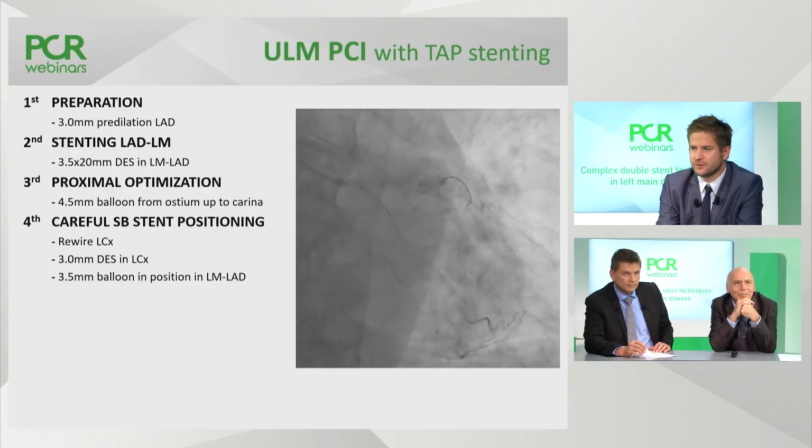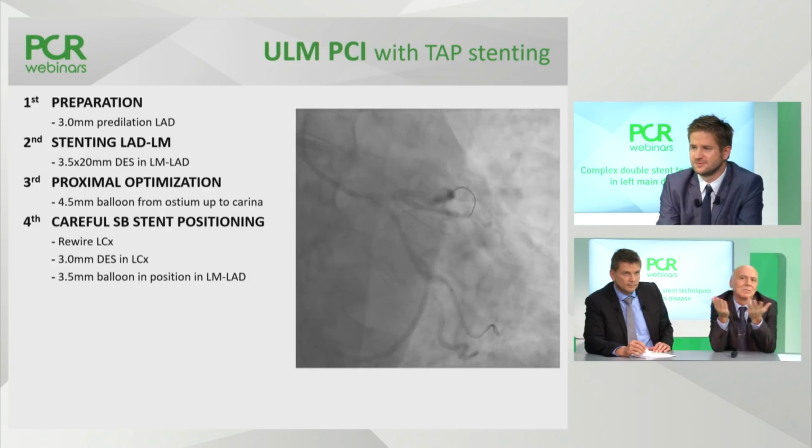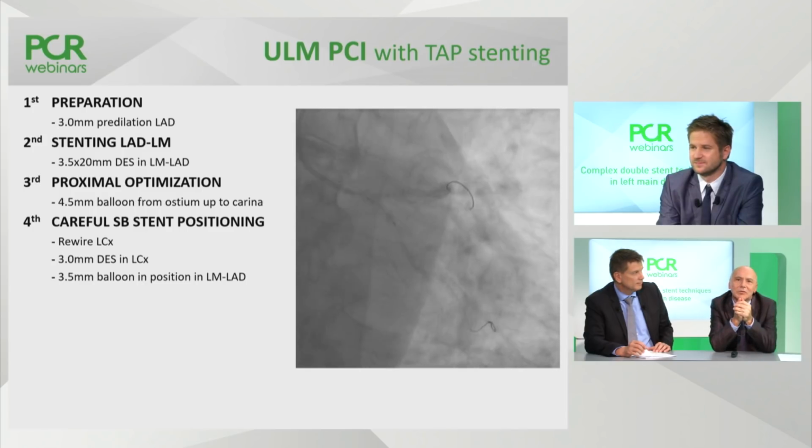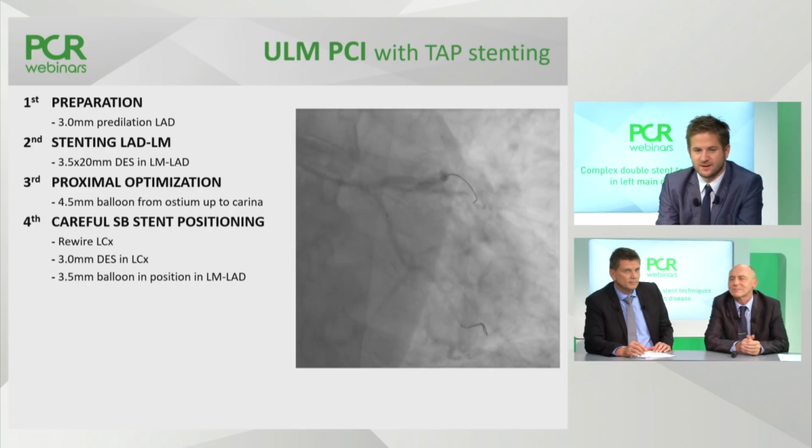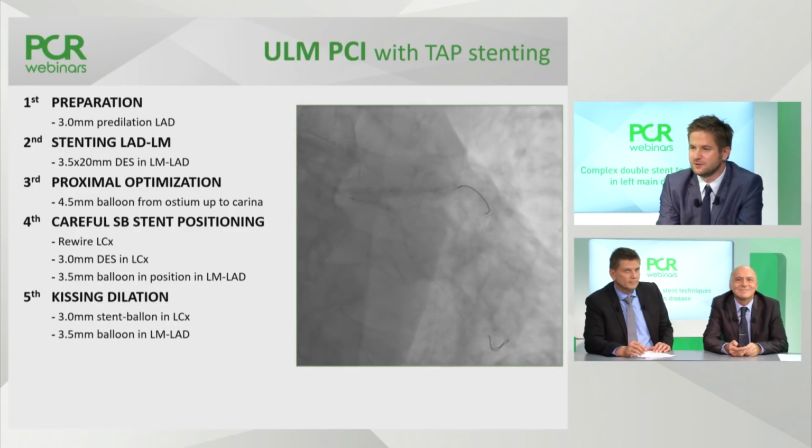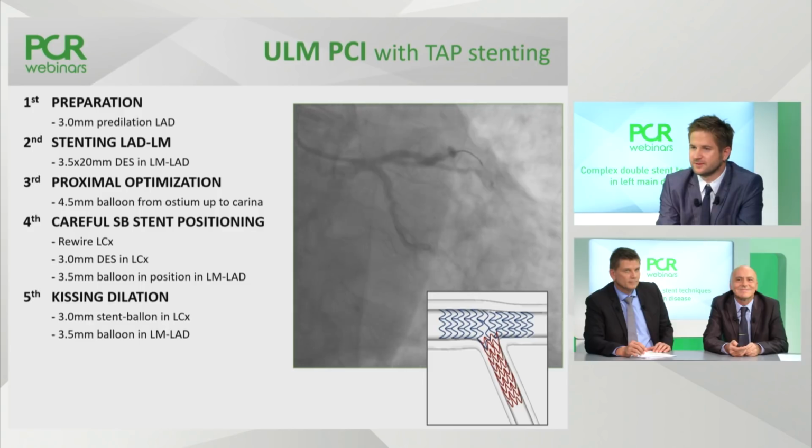Pressures? Usually I do my kissings between 6 and 8. Okay. So, are we done with the procedure? Kissing is done, stents positioned. Do we have to do a final POT or not?